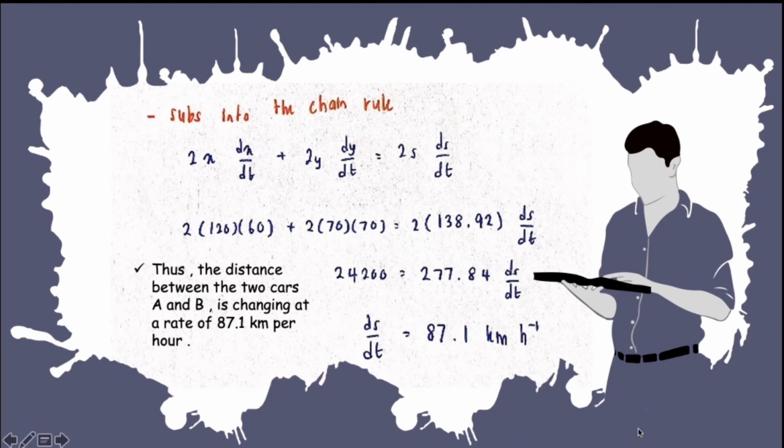On one side, we get 24,200 kilometers, which is equivalent to 277.84 times the speed between car A and car B. The speed between car A and car B equals 87.1 kilometers per hour. Thus, the distance between the two cars A and B is changing at a rate of 87.1 kilometers per hour.